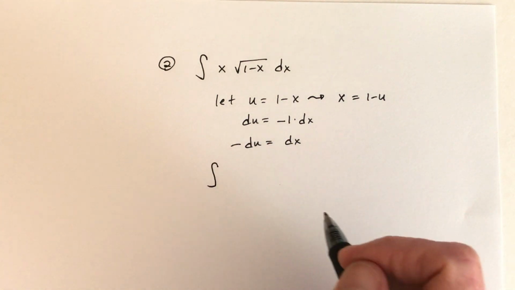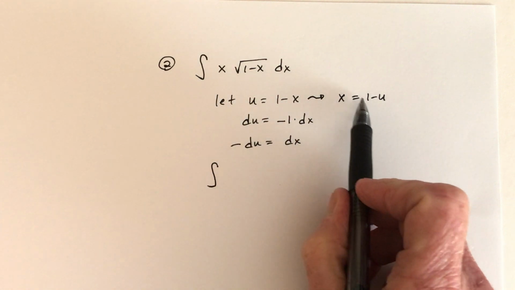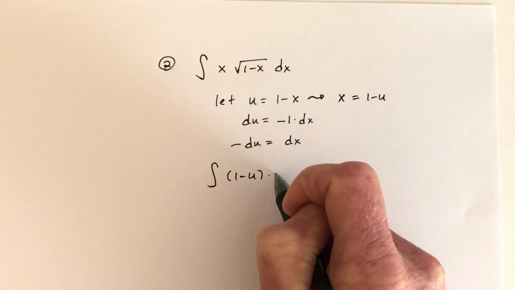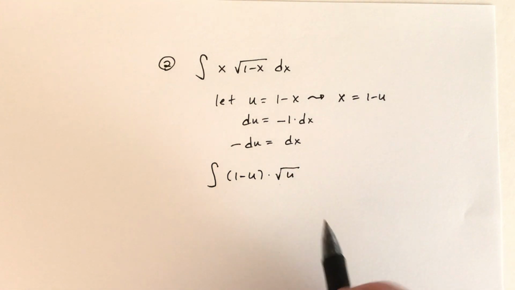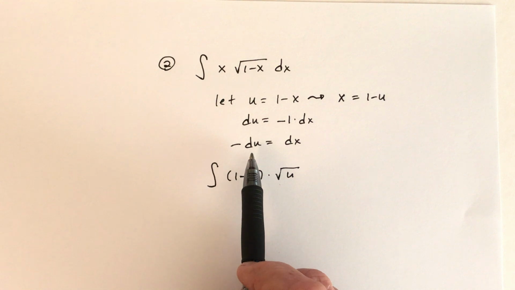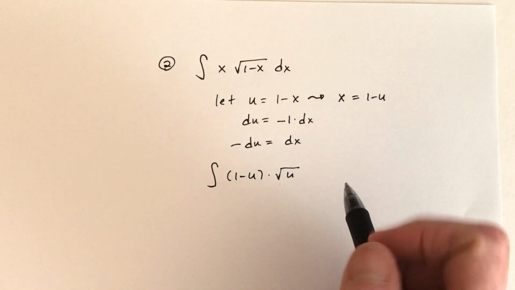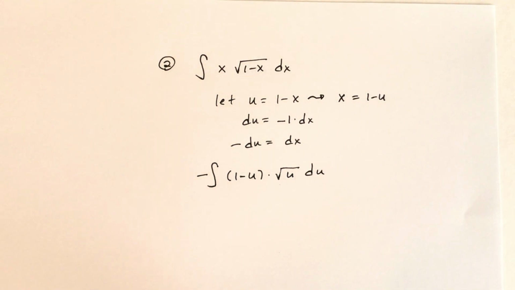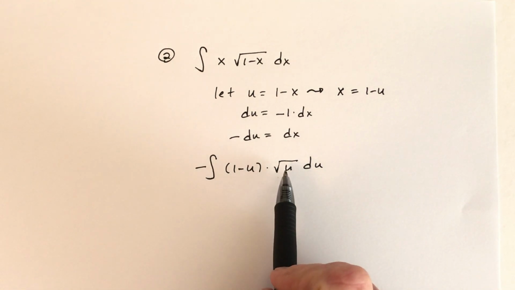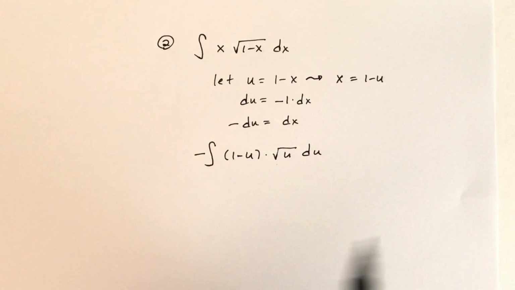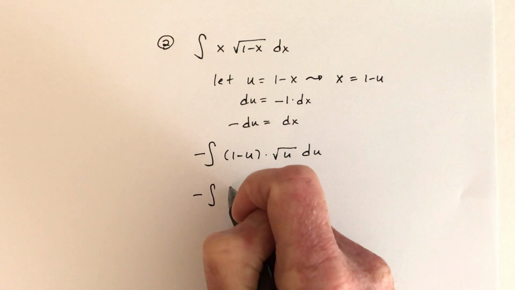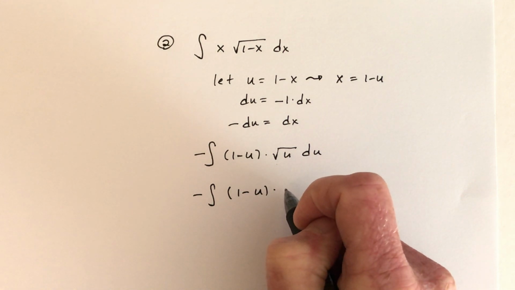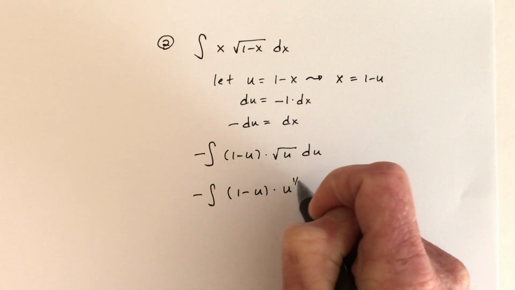So that's going to be integral. So this first x becomes the 1 minus u. Then there's the square root of u. And then at the end, replacing the dx is going to be this negative du. And I'm just going to put the negative and factor it out. So like with the last one, I would rewrite this as u to the 1/2 power. I think I just said x, I meant to say u to the 1/2 power.